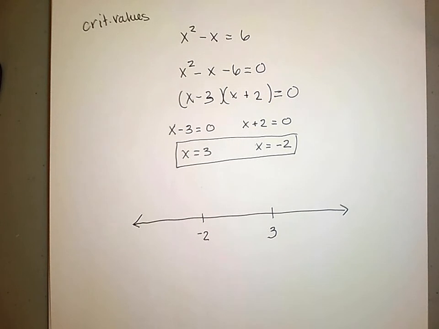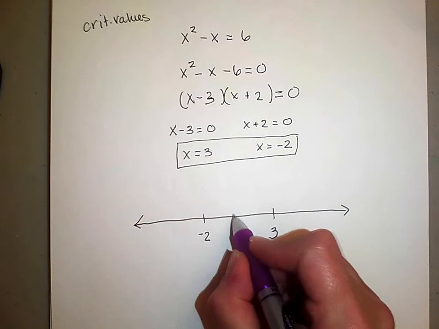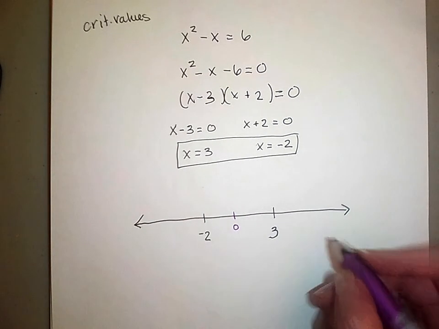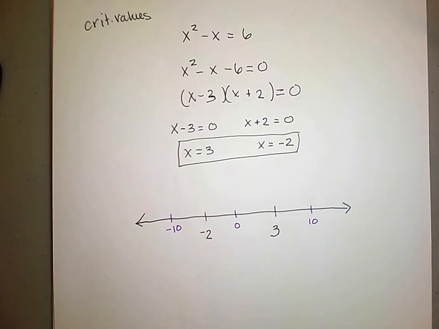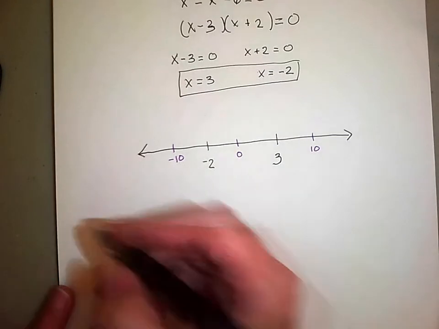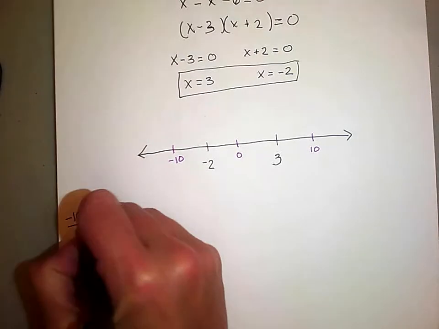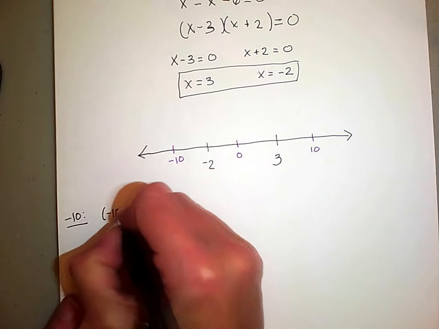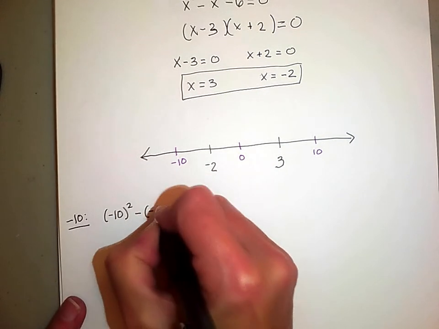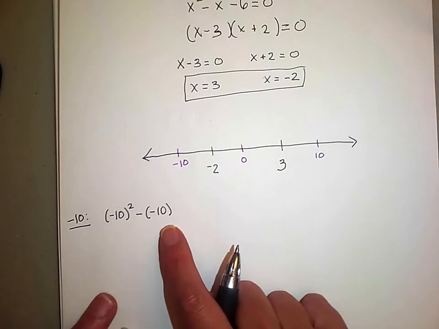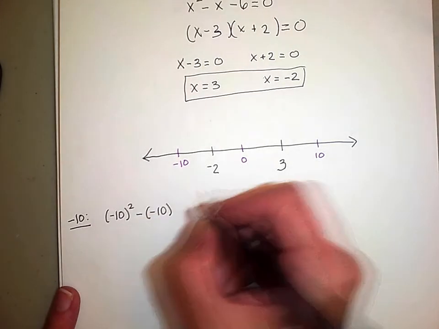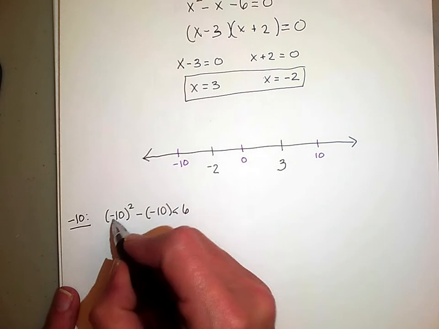Okay. The next step is to pick your test points. So in between here is 0. That's easy enough. Out here, let's say 10. And down here, negative 10 is in there. Okay. And now let's start this. For negative 10, we'll put this back into the original. Is negative 10 squared minus a negative 10, when we're done, less than 6?